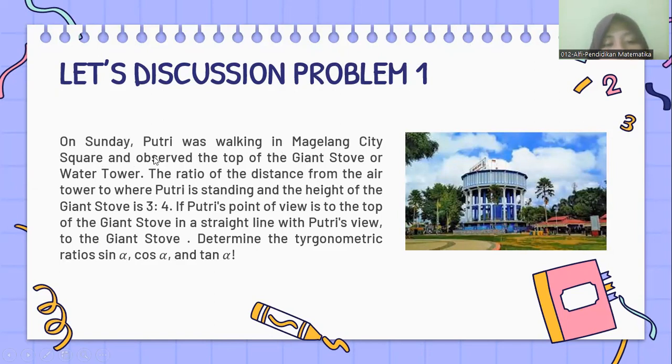On Sunday, Putri was walking in Magelang city square and observed the top of the giant stuffed earth water tower. The ratio of the distance from the water tower to where Putri is standing and the height of the giant stuffed earth is 3.